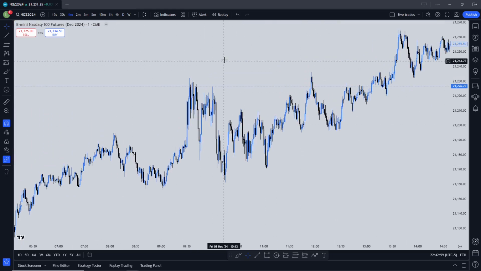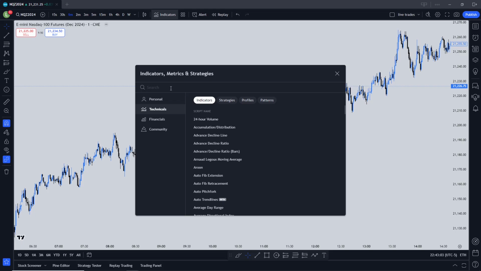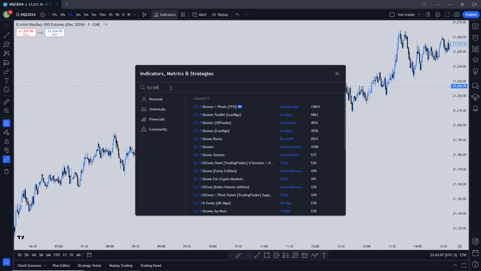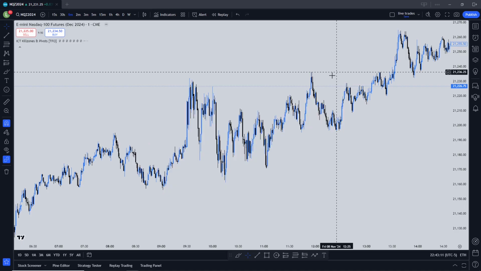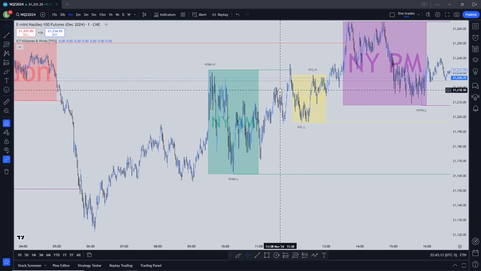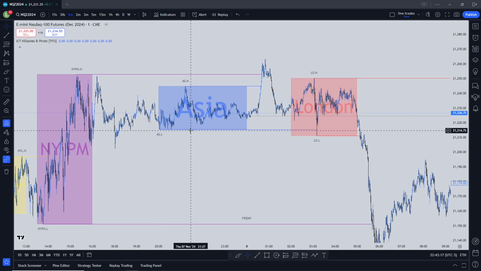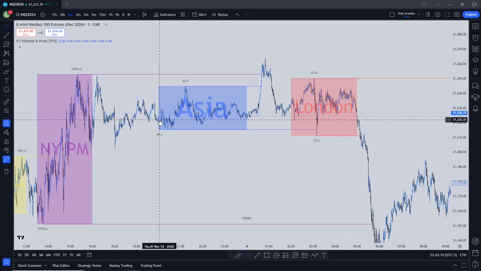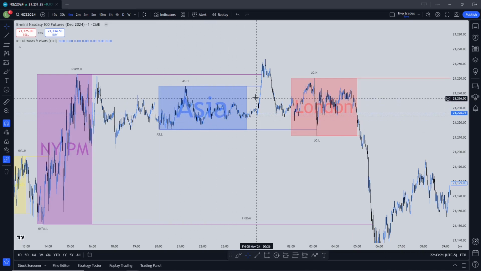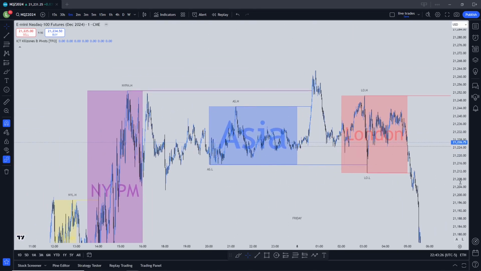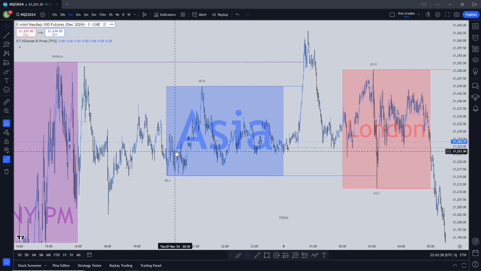There's a couple different kill zones. I'll be using this indicator to show you which kill zones there are. If you look up ICT kill zones, it'll be this one right here. And you can see it highlights all of the kill zones. Now, there's a couple different kill zones for different markets. This Asia kill zone is for the Asia markets.